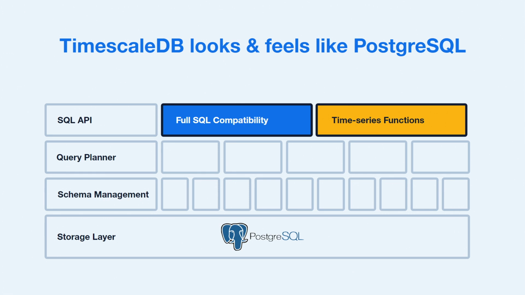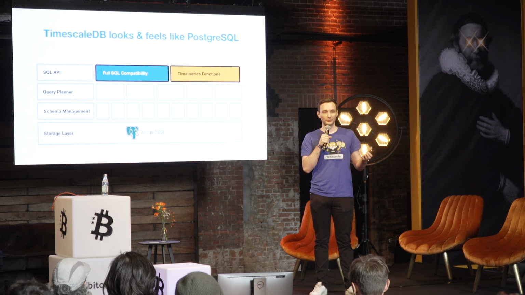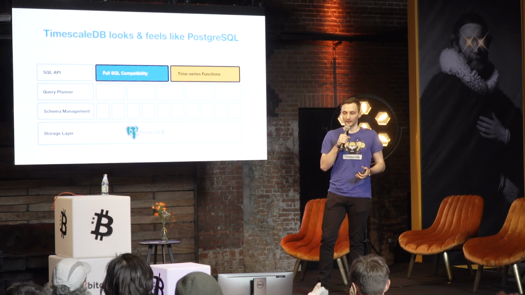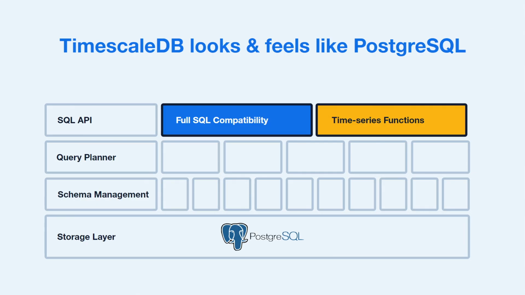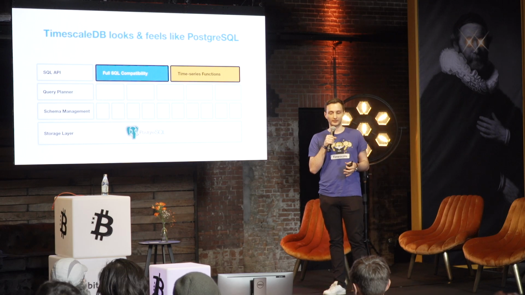And here's just a quick overview of the TimescaleDB architecture. As I said, we are based on Postgres, which means that we are not trying to be Postgres-like or similar to Postgres. We are Postgres because we are an extension, not even a fork. So basically, on the bottom, you see the storage layer. The storage layer is the same that you can find in Postgres. And if we go upwards, we modify the schema management and the query planner.